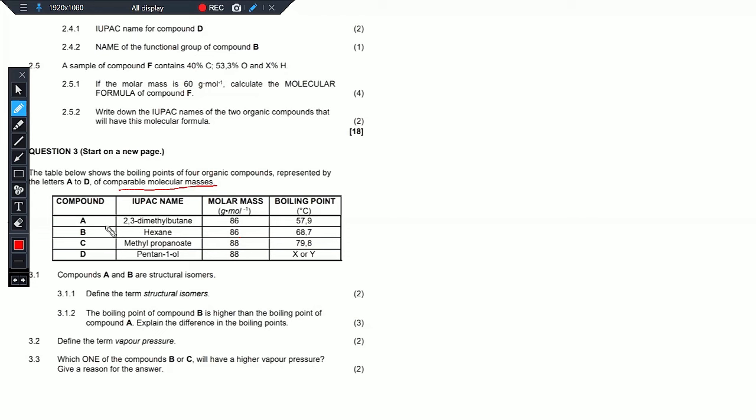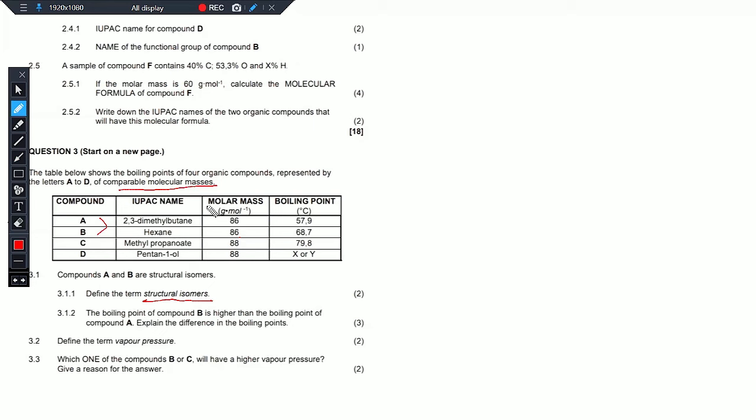Then 3.1, compounds A and B are structural isomers. Define the term structural isomers. Note that they only said structural isomers. They were not specific as to what type of structural isomers. Now we know that there are three types of structural isomers. You have your chain isomers, your positional isomers, and functional isomers. To be specific, A and B would have to be chain isomers.